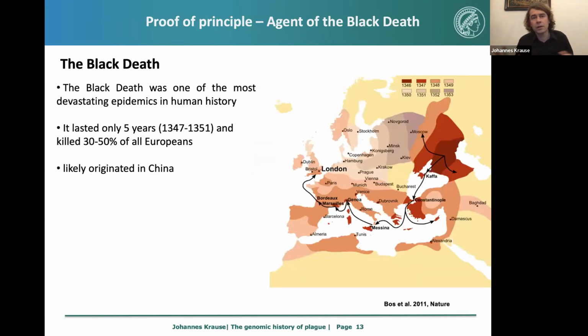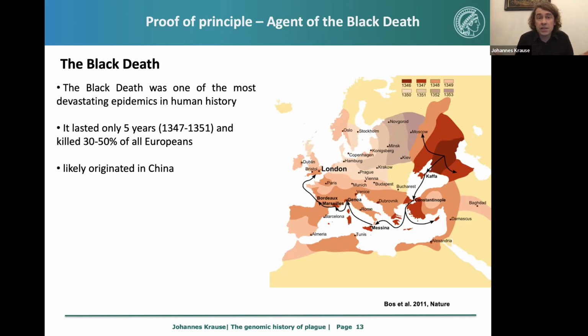Based on historical records, you can reconstruct the entry route and the way it moved through Europe. It started somewhere in the east, in Eastern Europe. The first historical records we have are from Kaffa, which was at the time a colony of the Genoese. This colony was under attack by what they called the Mongols, the Golden Horde Empire. During the attack, they actually launched dead bodies over the city walls. It is said that the disease spread from those dead bodies, potentially through fleas. This is why I said it was already used as a bioweapon in the 14th century.